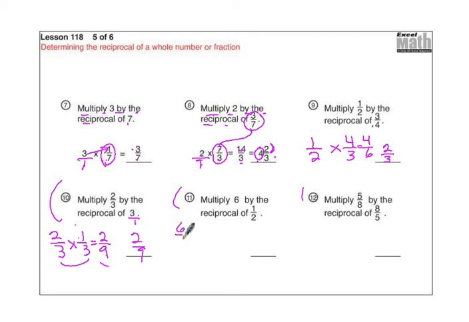Multiply 6, not the reciprocal of 6, but just 6 by the reciprocal of 1/2, which is 2 over 1. So really what we have is just 6 times 2, which is equal to 12. Multiply 5/8 by the reciprocal of 8/5. So we have 5 over 8, and then the reciprocal of that, which is also 5 over 8, and we get 25 over 64.